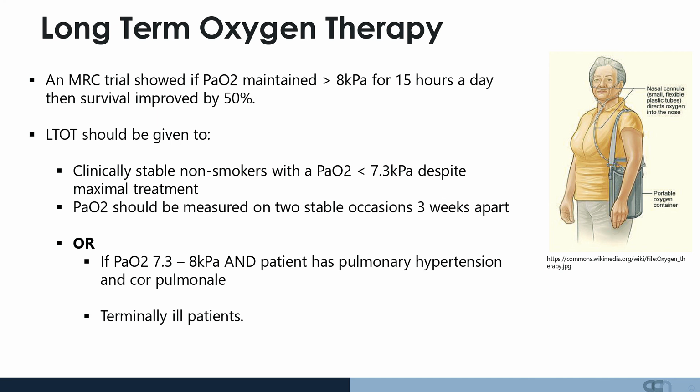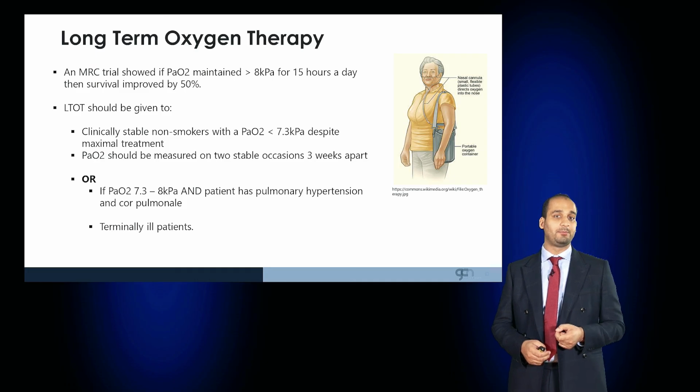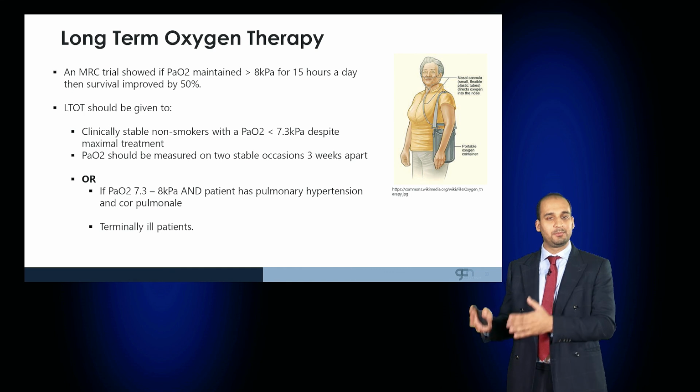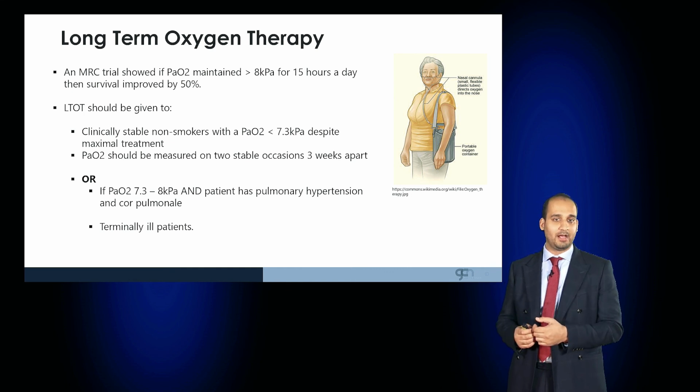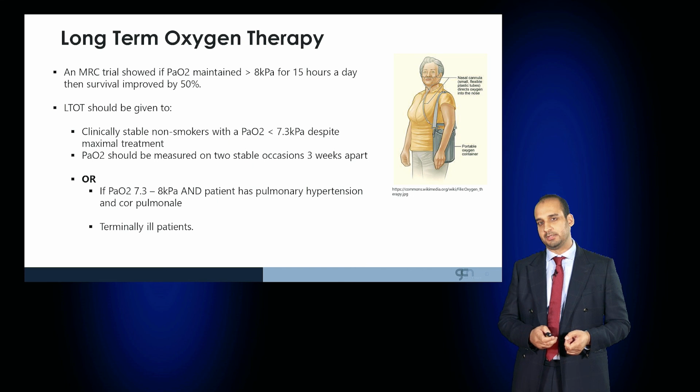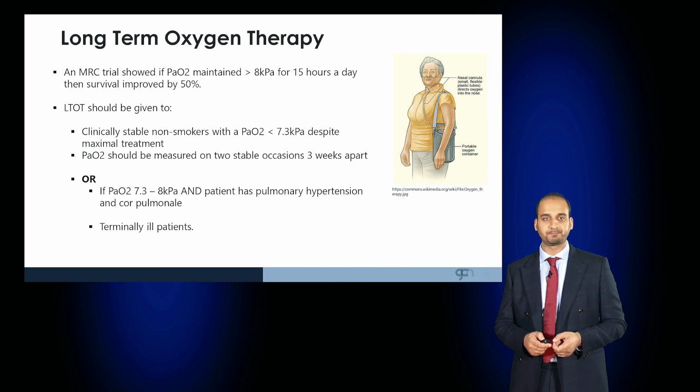Of course, you can't smoke in the presence of oxygen, that's a fire risk. So clinically stable non-smokers with a PO2 of less than 7.3 despite maximal treatment. And that PO2 should be measured on 2 occasions at least 3 weeks apart when the patient is stable. Or if the patient has a PO2 of 7.3 to 8 but has pulmonary hypertension or cor pulmonale, then they should be offered long-term oxygen therapy. This is also an option for terminally ill patients as well.